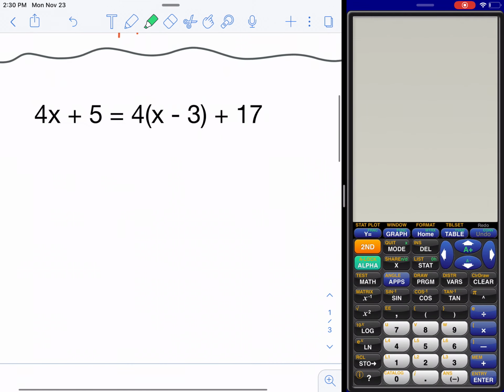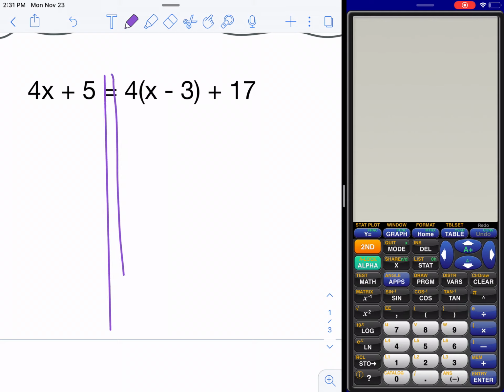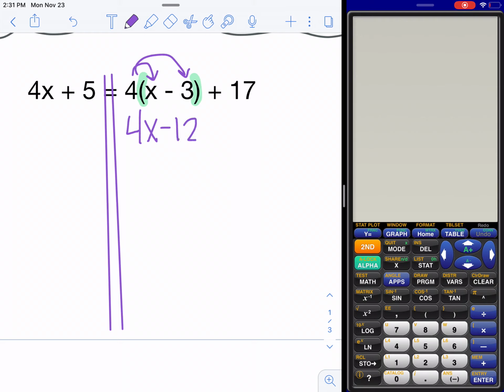We're going to try another problem. So again, I'm going to start this just like normal. Every problem I want to follow the same process. So I'm going to set up my train tracks. I again see these parentheses here, so I know that I'm going to have to start by using the distributive property. 4 times x would be 4x. 4 times a -3 would be a -12 plus 17.